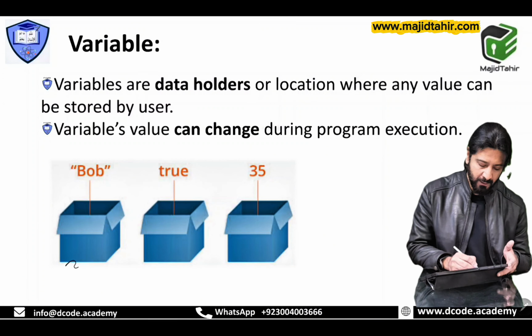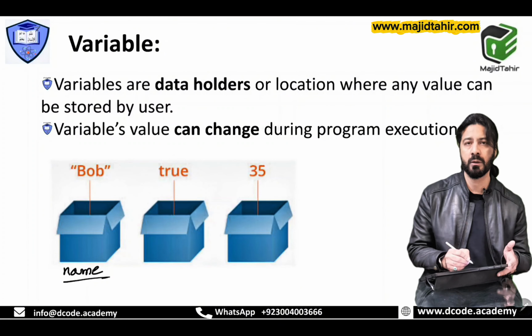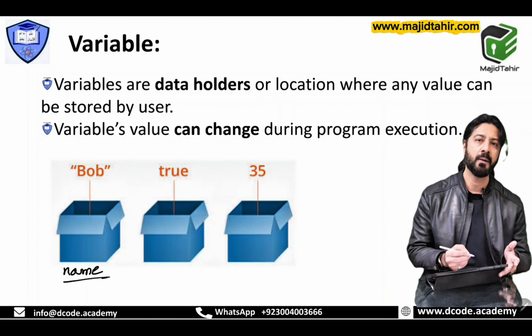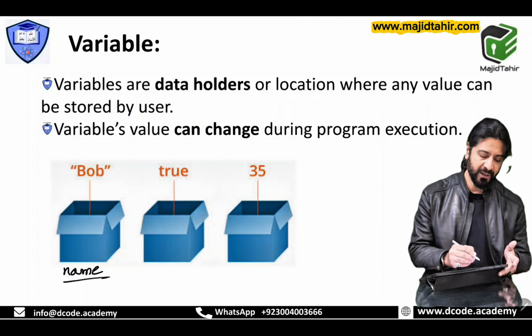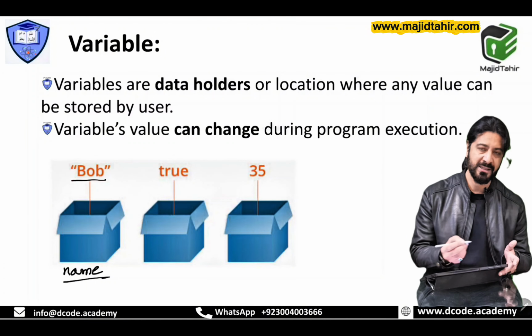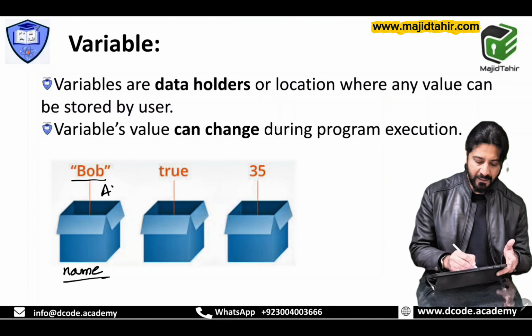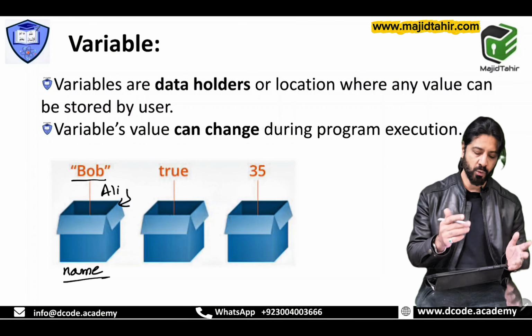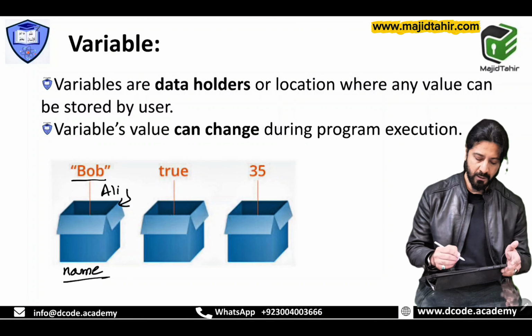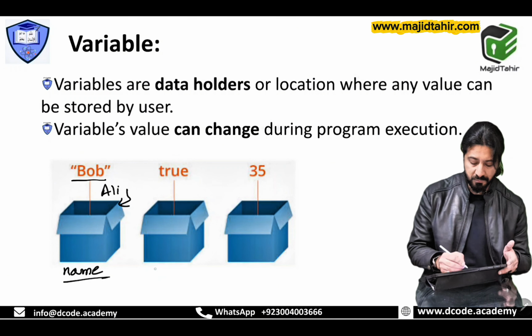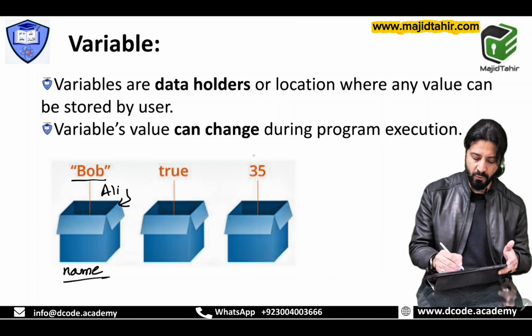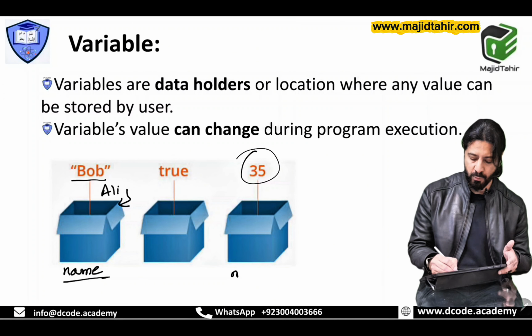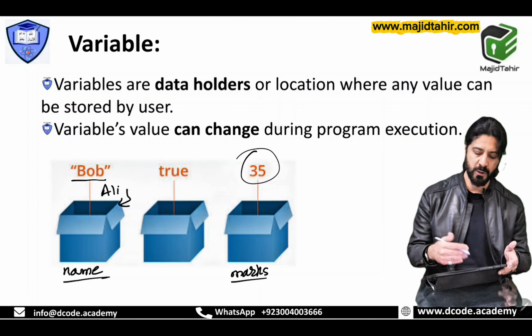Let's suppose you have a variable of name. The name variable can store the name of the student, the name of the person. A person can input anything in it. For example, Bob is going to put his name in it. Ali will put his name in it. So any name can go in a variable of name. Another variable stores 35. Let's suppose a variable of marks. The user can input his marks in this variable.